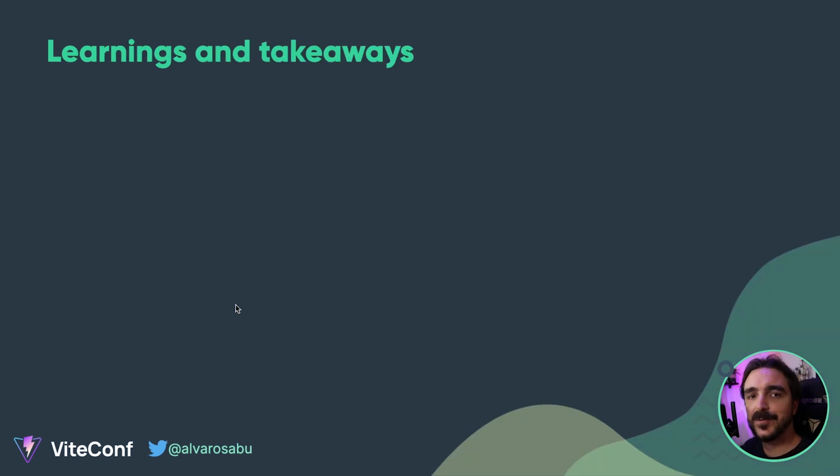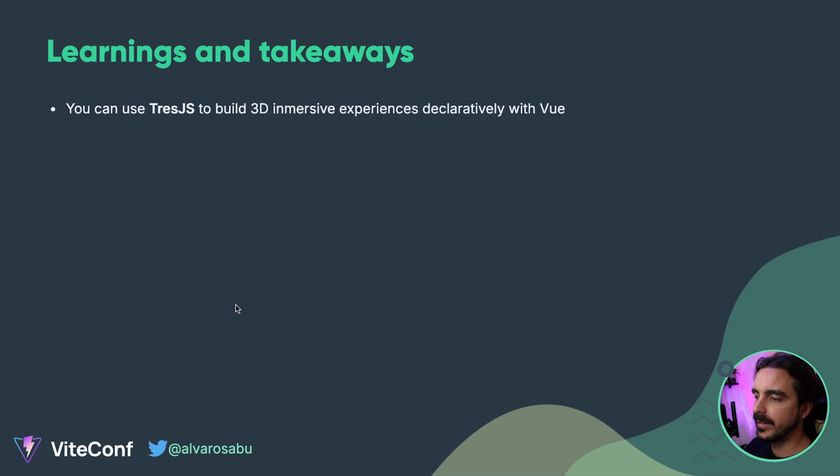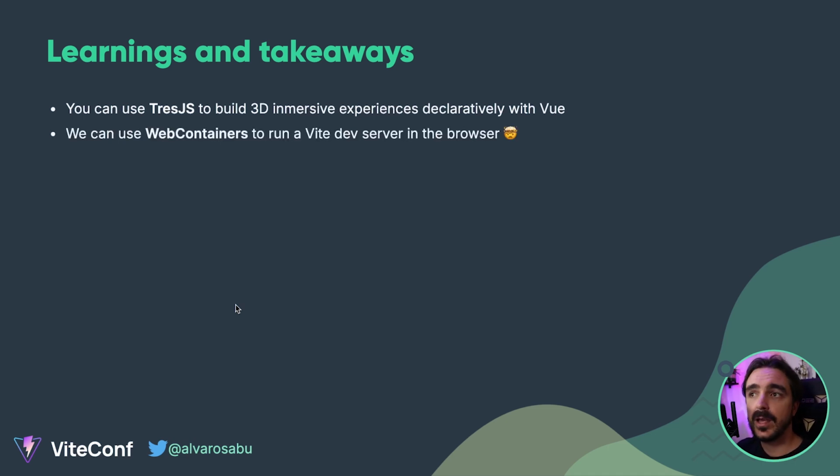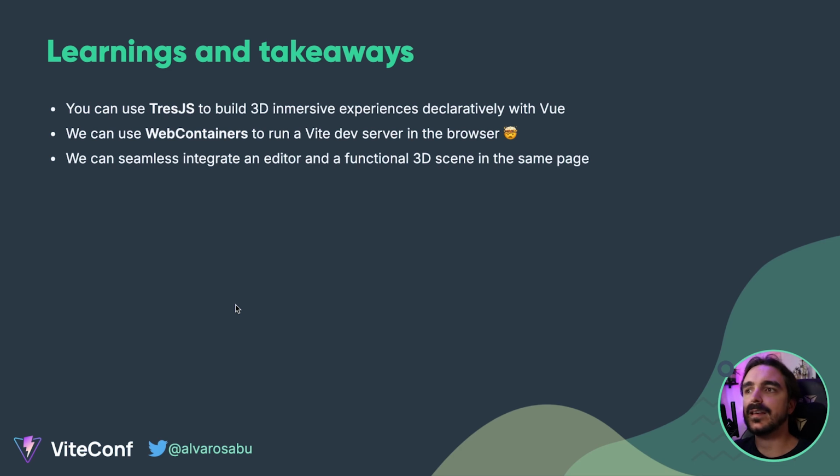And with that, we can talk about the learnings of the whole experience. So as a takeaway, you can use Tres.js to build immersive 3D experiences on your websites declaratively by using Vue components. You can also integrate it with web containers to run a Vite dev server in the browser tab. We can simply integrate an editor and a functional 3D scene in the same page and allow the user to modify the 3D scene.